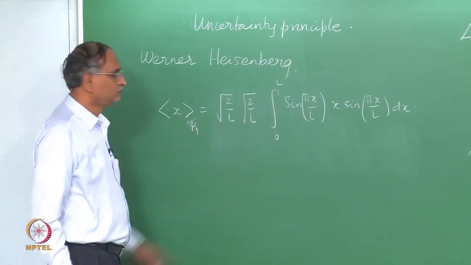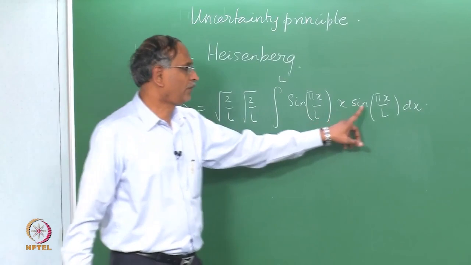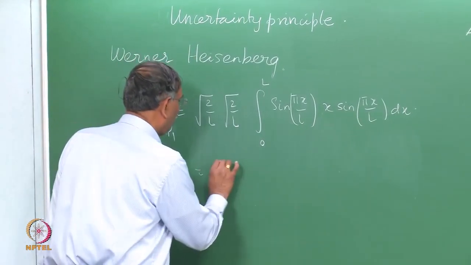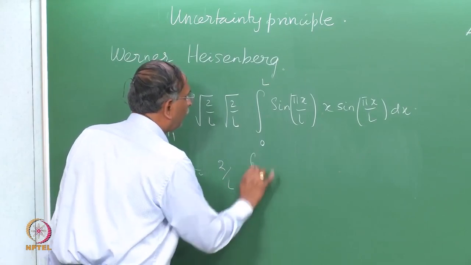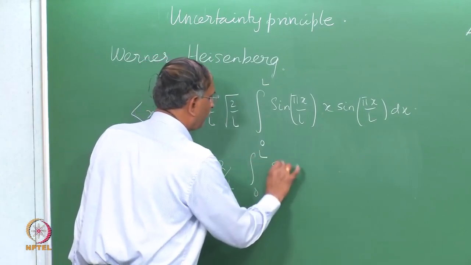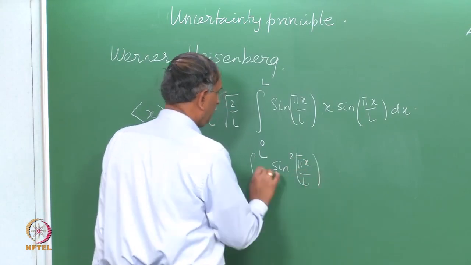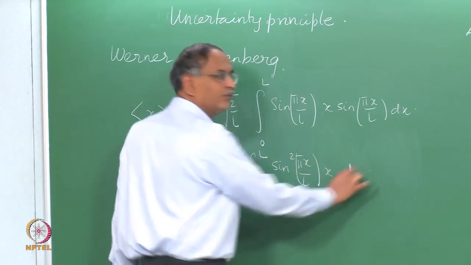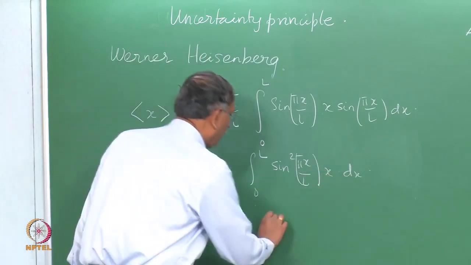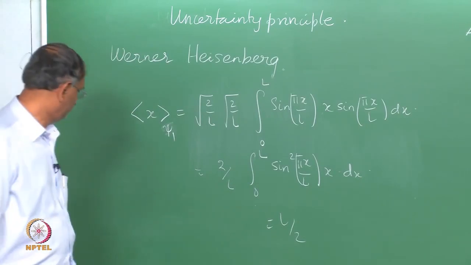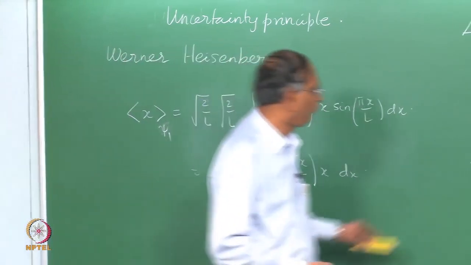Okay. And x of course does not change anything, I mean it simply multiplies to this. Therefore, this integral is 2 by L, 0 to L, sine square pi x by L multiplied by x dx. Calculate this integral and show that the answer is L by 2. Okay. That is for you to do as an exercise.